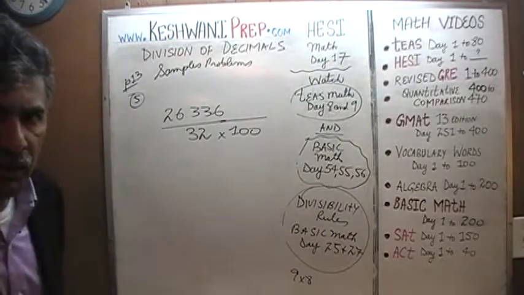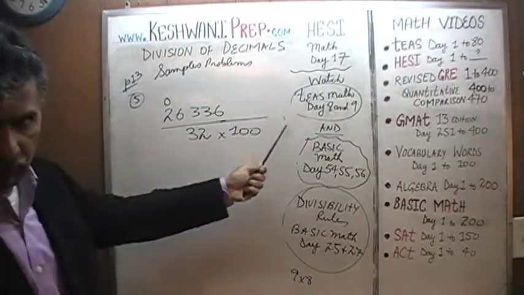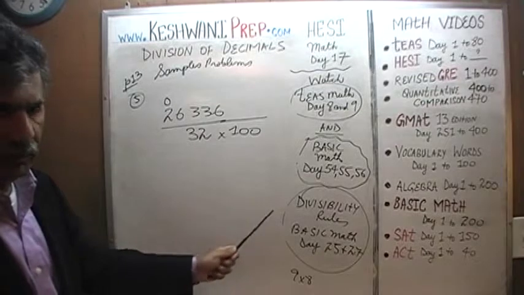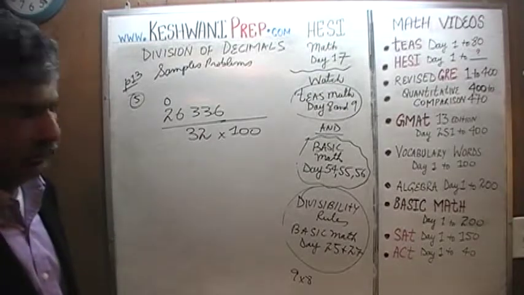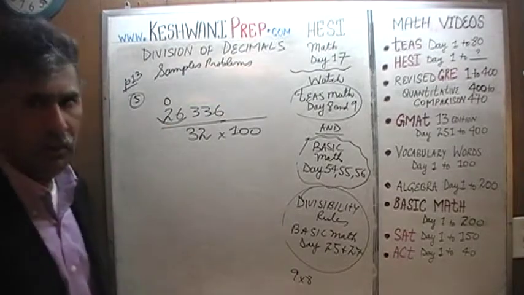How many 4s does 2 have? 2 has no 4s. This is what I was talking about, the divisibility rule. You learn how to divide without doing the long division. 2 has no 4s. That 2 goes and joins the 6 and becomes 26.